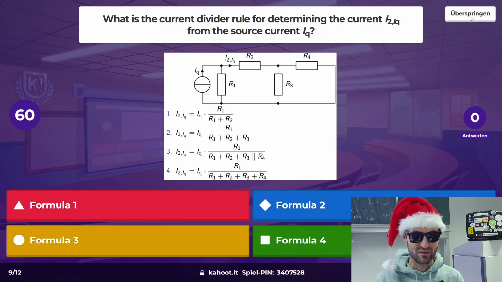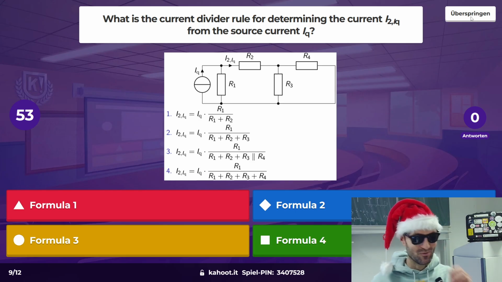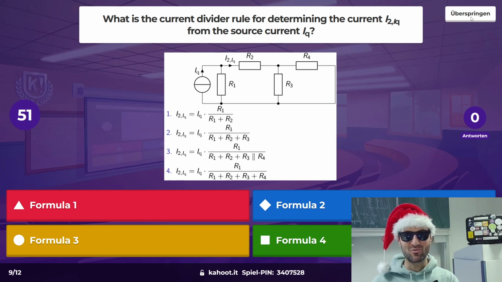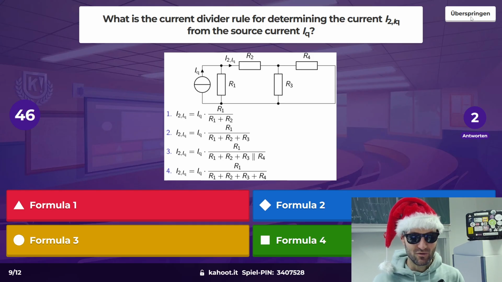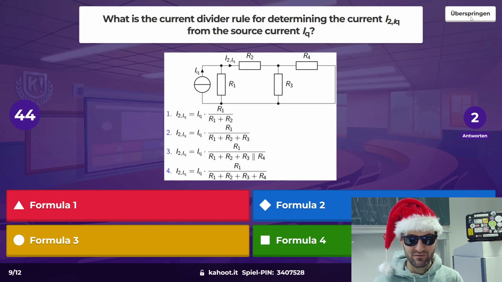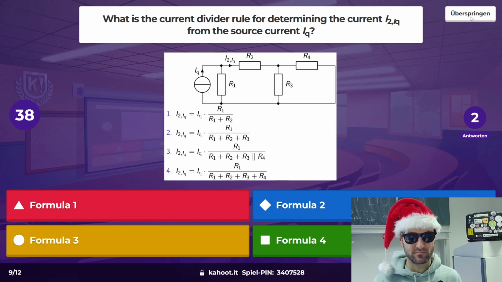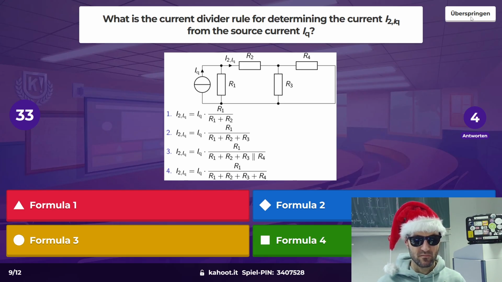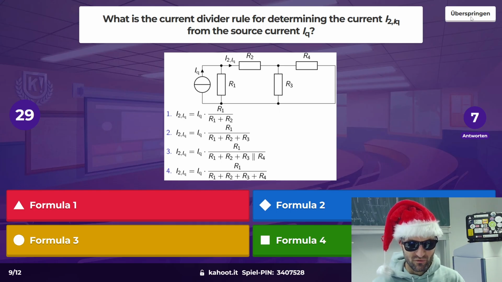So what is the current divider rule for determining, and you have 60 seconds to answer this. So you can think about this a little bit. You can, of course, also check which result does not make too much sense. So we want to have a current divider rule, how we can calculate this current. First formula, second formula, third or fourth.